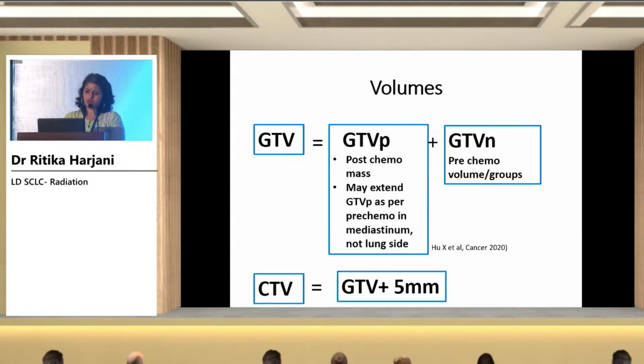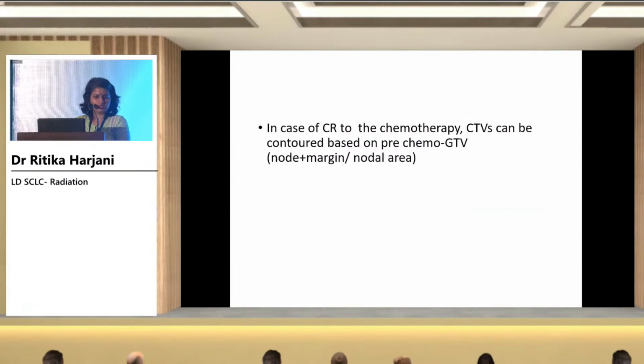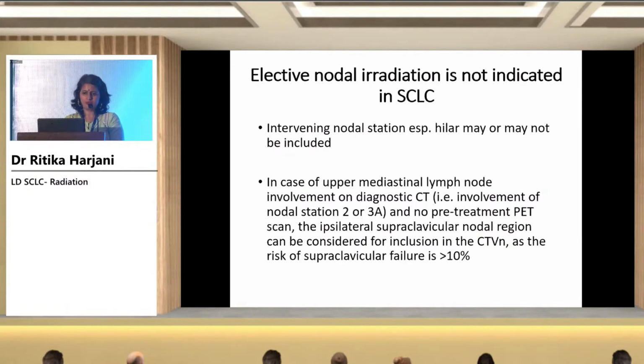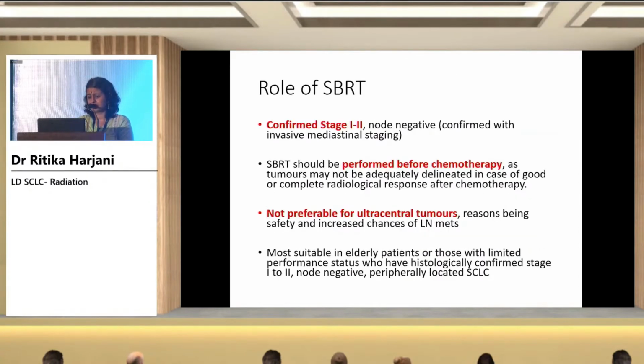Treatment volumes. While we contour, we take the post-chemo GTV primary, or the primary gross disease, and the pre-chemo nodal volumes, and add a 5 millimeter margin. I think I have to rush a bit in lieu of shortage of time. In case of a complete response to chemotherapy, CTVs can be contoured based on the pre-chemo GTVs. We generally do not have elective nodal irradiation in any lung cancer, small cell or non-small cell.